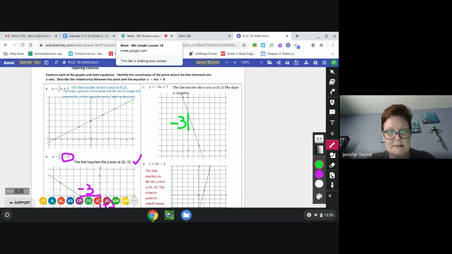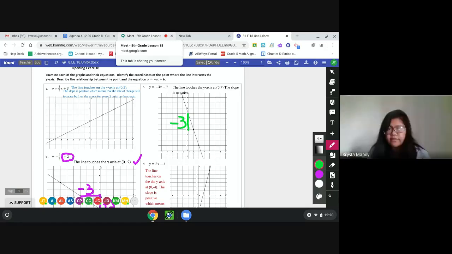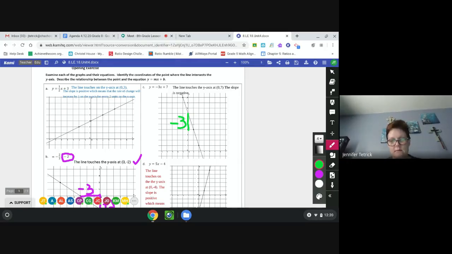We getting any comments? No, they were just talking about sharing. Oh, there we go. 1. Yeah. So that means I go over by 1. Or I can do the opposite here, which means I go up 3 and then this way 1. So positive 3, negative 1.